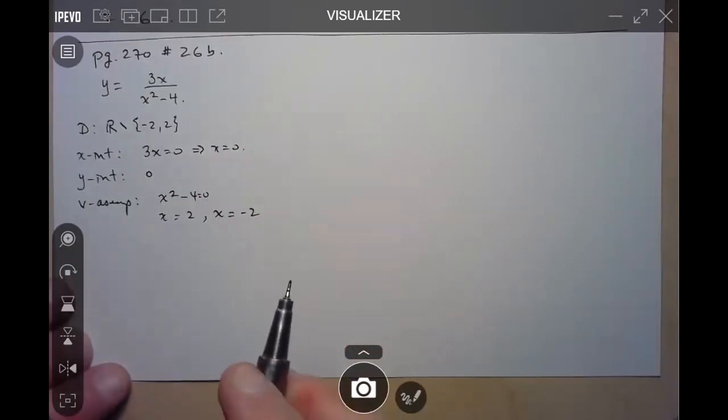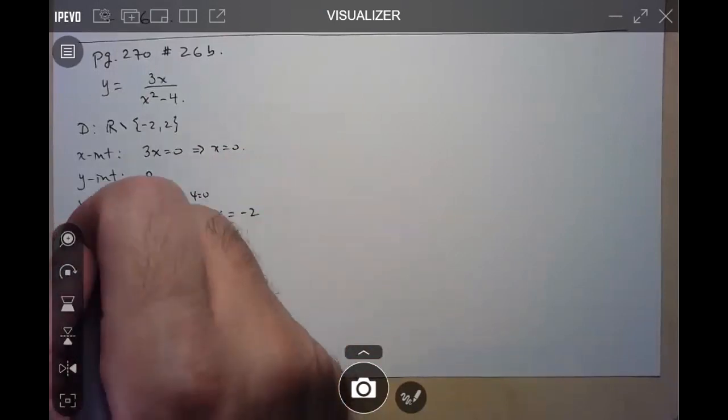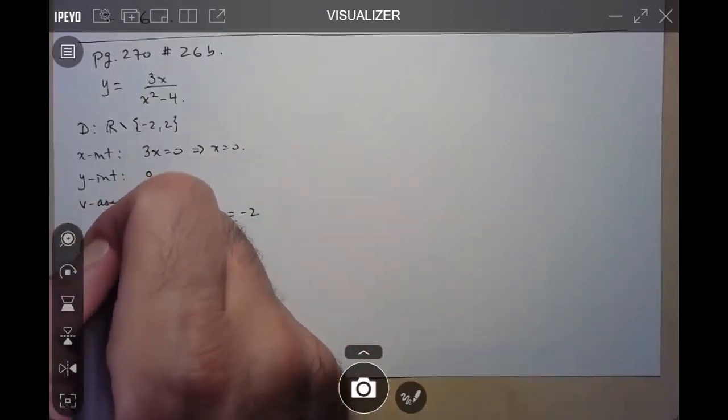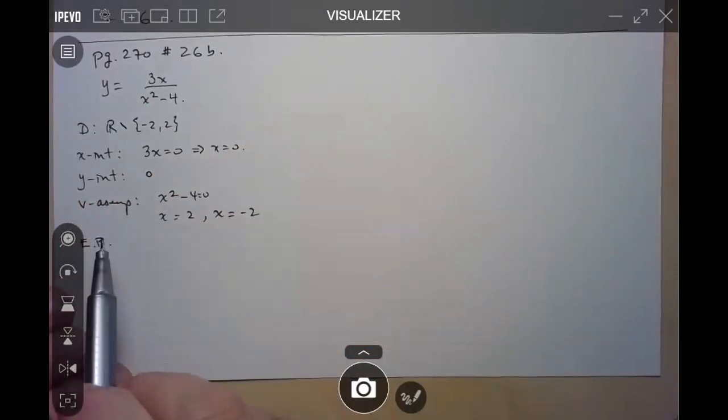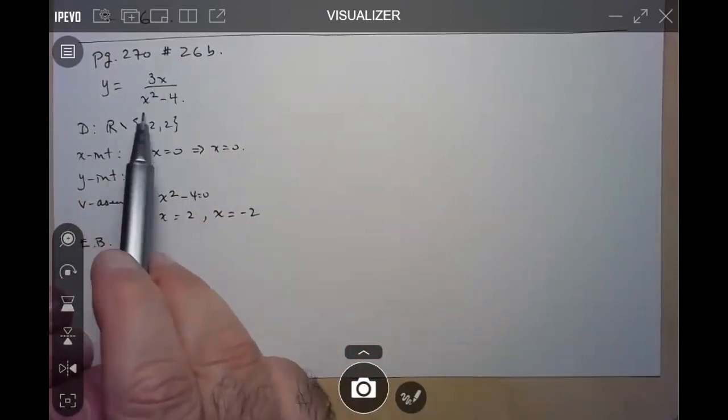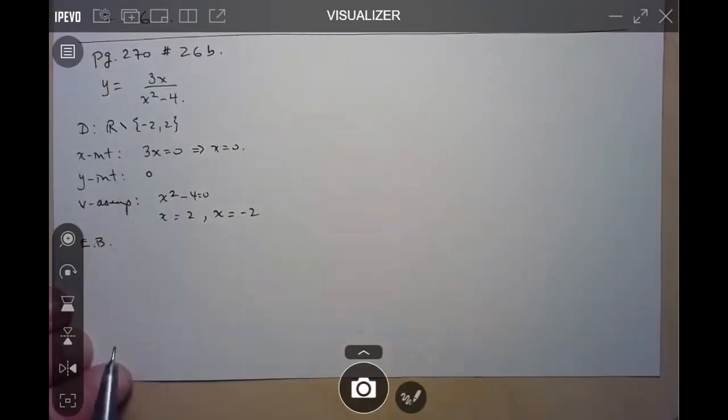All right, so next we can go to the end behavior. And this is, we're lucky, a nice easy one, because the denominator has a higher degree than the numerator.